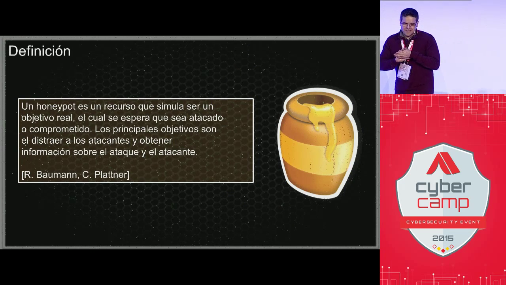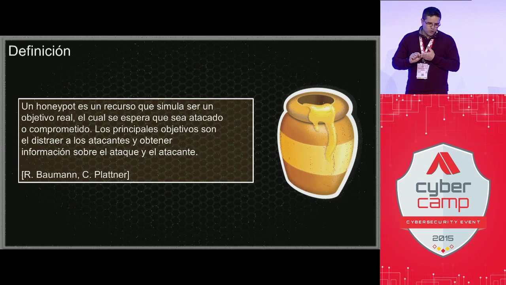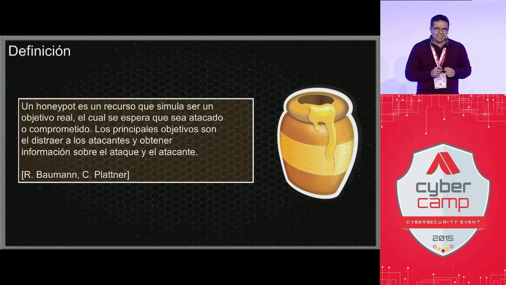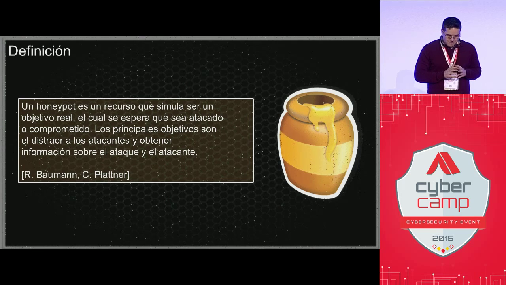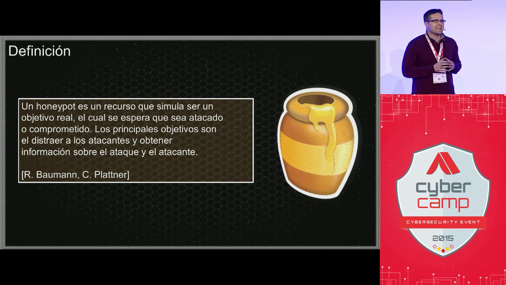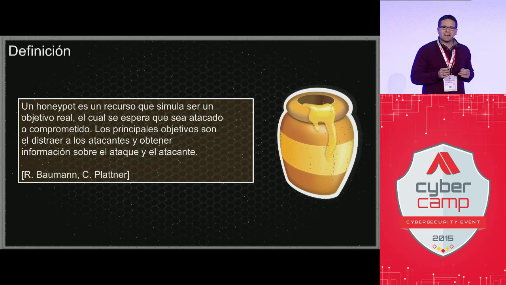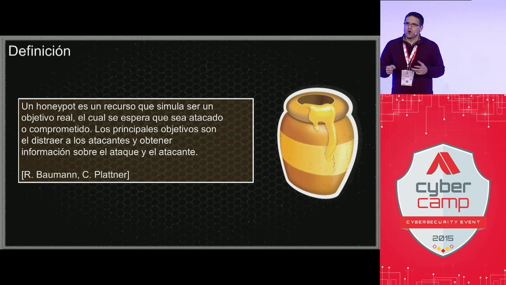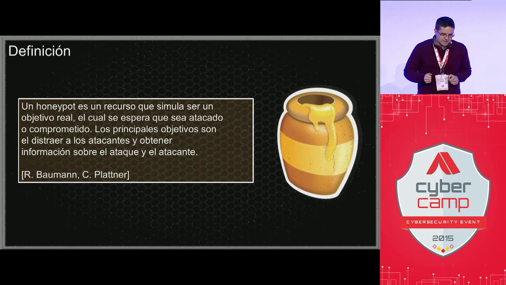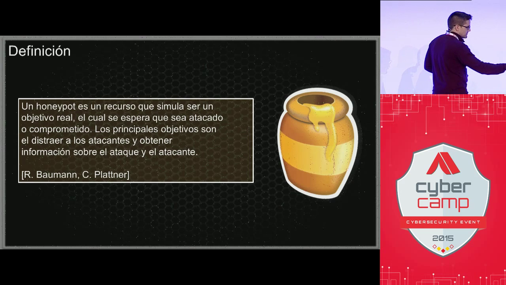So if you like, let us start with the definition of honeypot. I will read it out. A honeypot is a resource that simulates or pretends to be a real objective that is waiting to be attacked or compromised. The main objective is to distract attackers and to obtain information about the attack and the attacker. It could be a real machine, or I don't know, a Raspberry Pi that we can buy on the internet.